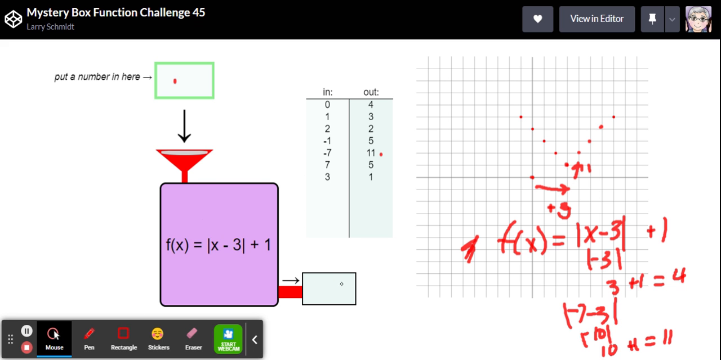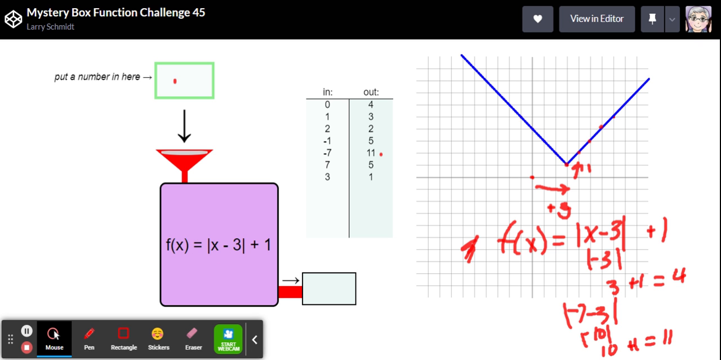I'm going to go ahead and reveal this function, and there we have it. F of x equals the absolute value of x minus 3 plus 1. So that moves it to the right 3 spaces, and this moves it up 1. Let's look at the graph too. There it is. So there is our absolute value graph, that sharp turn at the vertex and the beautiful straight lines.